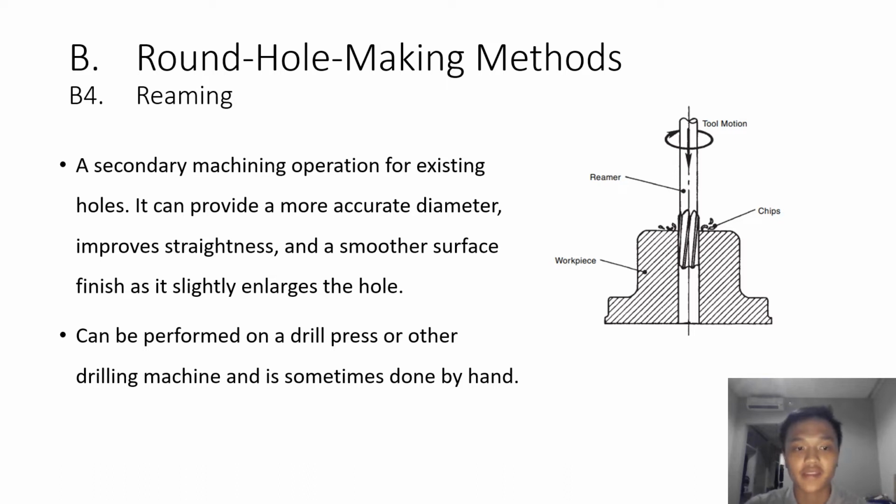The next one is reaming. Reaming is a secondary machining operation for existing holes. It can provide a more accurate diameter, improve straightness, and a smoother surface finish as it slightly enlarges the hole. Reaming can be performed on a drill press or other drilling machine and is sometimes done by hand. This is the illustration of the reaming operation.